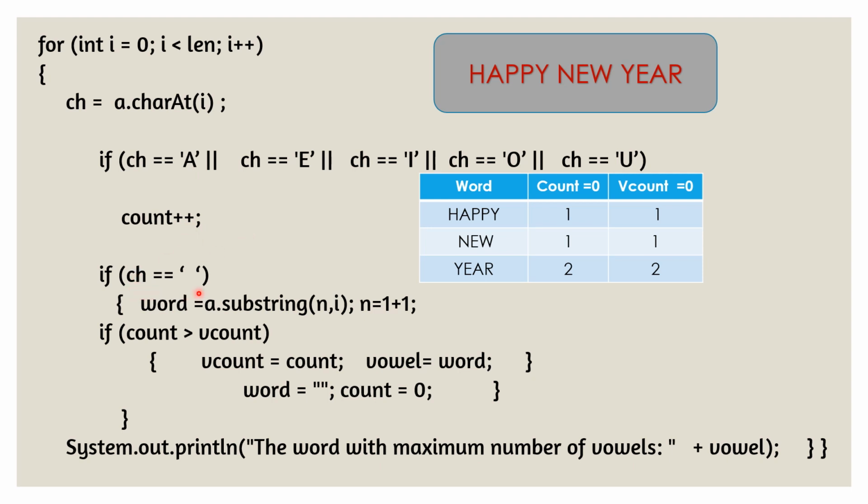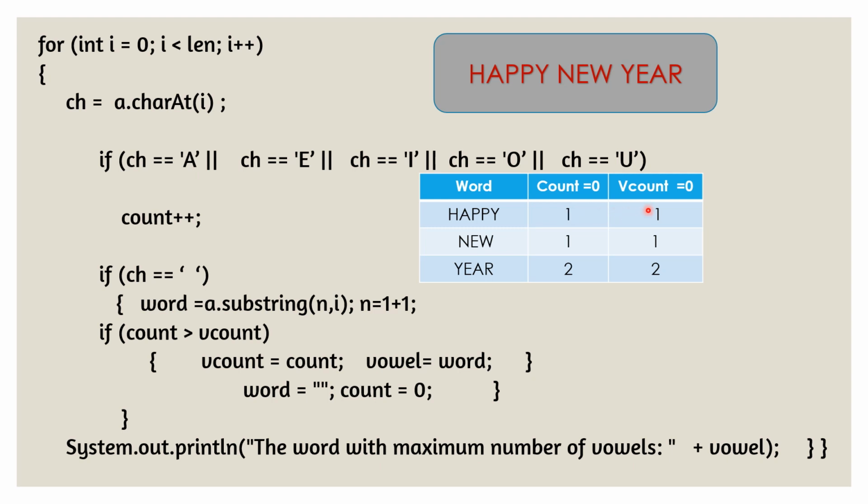And now if CH is equal to space, as already discussed, whenever the space is coming, the word is extracted. So here string word is equal to a substring of n to i. So here word has happy first of all, then new, then year. And then n is equal to i plus 1, as already discussed. Then check if count is greater than vowel count.